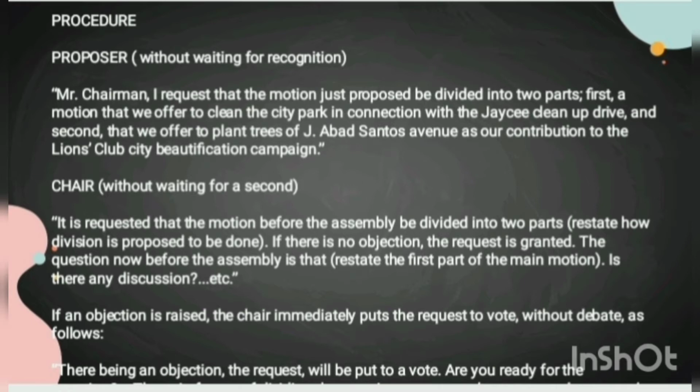There being an objection, the request will be put to a vote. Are you ready for the question? Then the chair will state the question. Those in favor of dividing the question say aye. Then to those opposed, say no. After counting, the chair will say the motion is carried or the motion is lost.